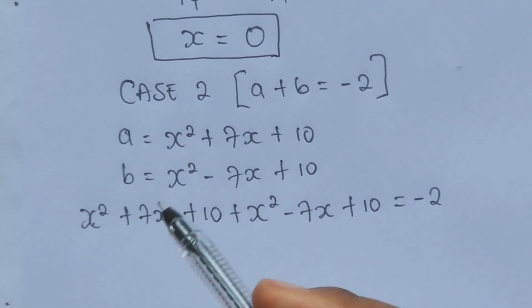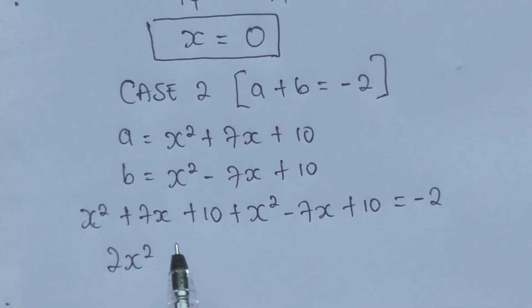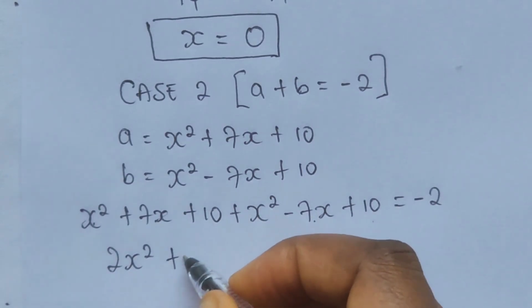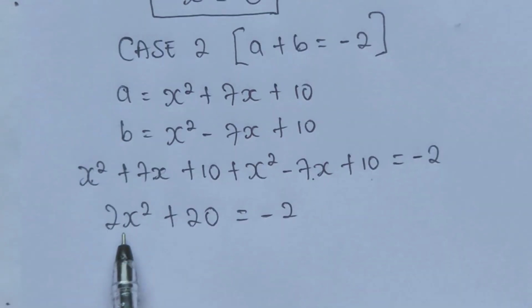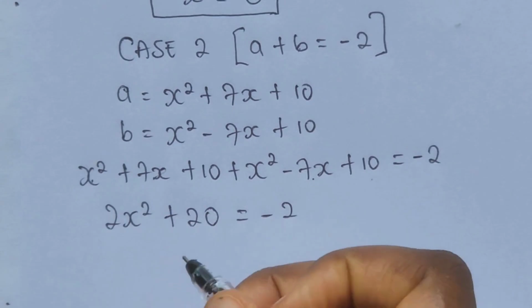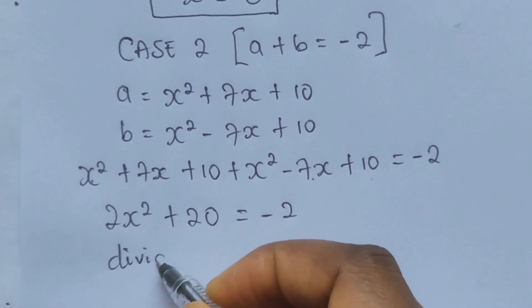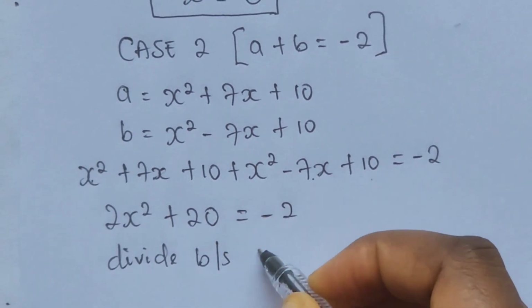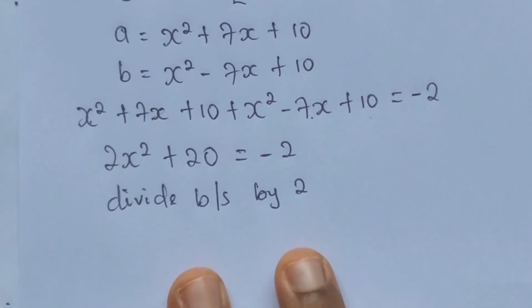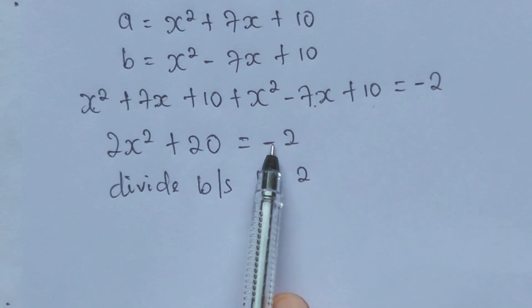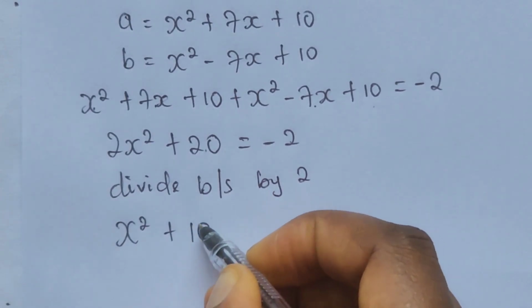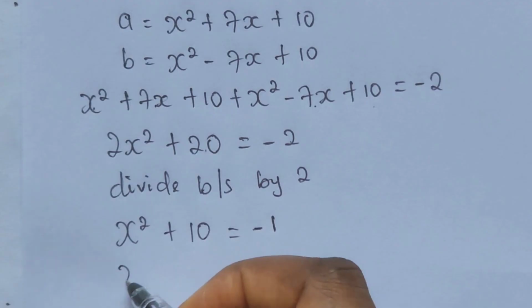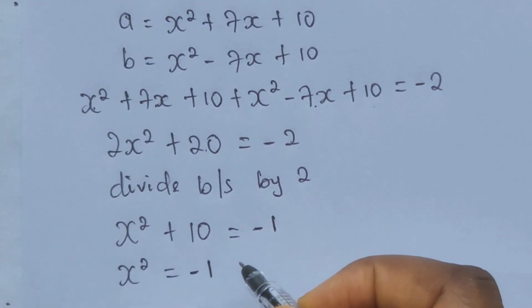We have x squared plus x squared, we have 2x squared. We have 7 minus 7, this is out. We have 10 plus 10, we have plus 20. And we have equal to minus 2. So we can divide through by 2. When we divide through by 2 to reduce the equation, we have x squared plus 10 to be equal to minus 1. So our x squared is equal to minus 1 minus 10.